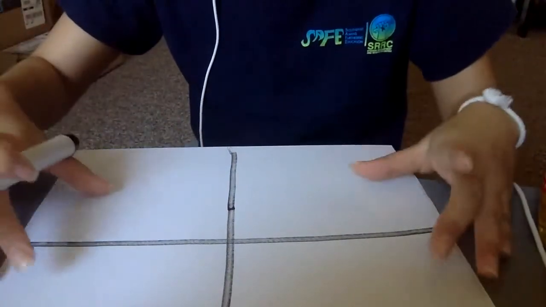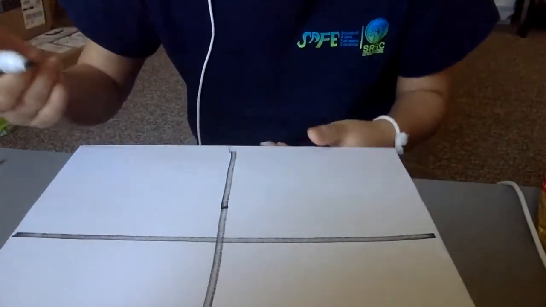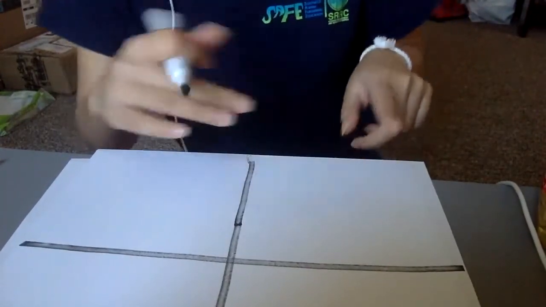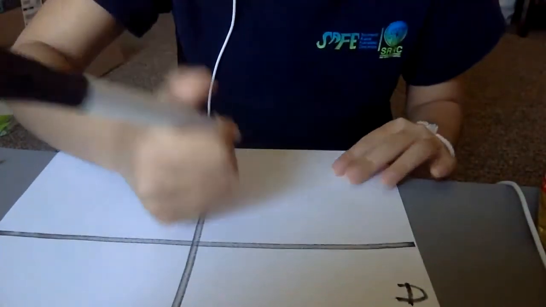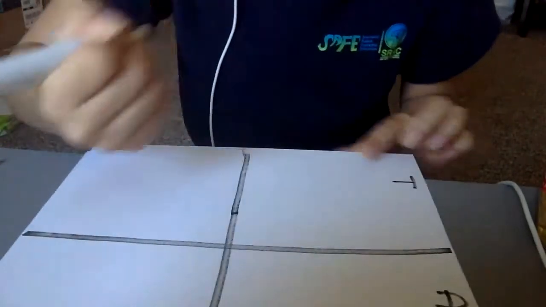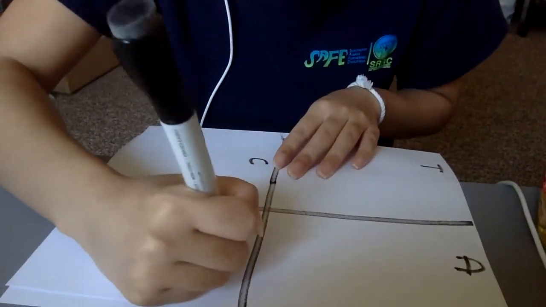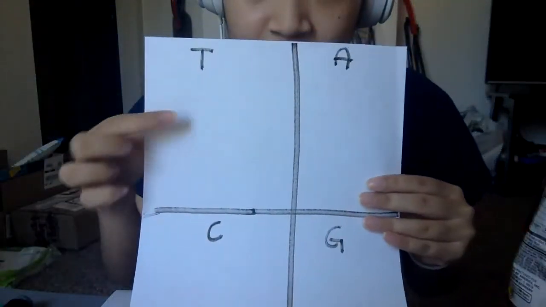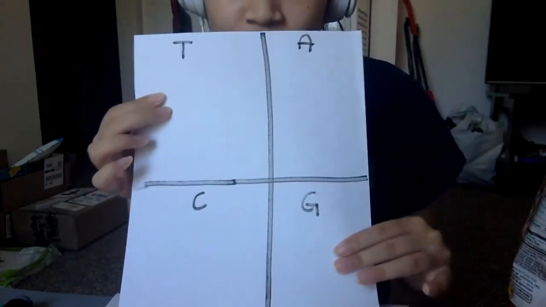After you've drawn your 4 squares, we're going to label each square with one type of nucleotide. I'm going to label my top right corner as adenine, so A, and the other one T for thymine, the other one C for cytosine, and the other one G for guanine. This is what my piece of paper looks like: thymine, adenine, cytosine, guanine. Let me know if I'm going too fast.